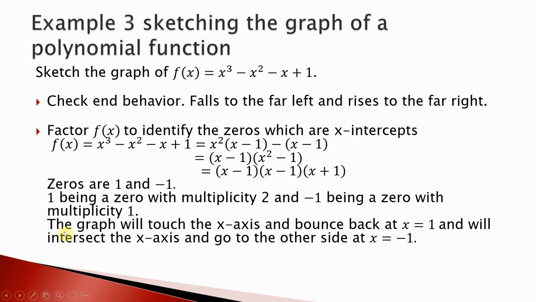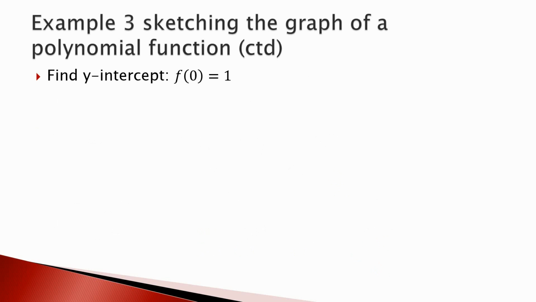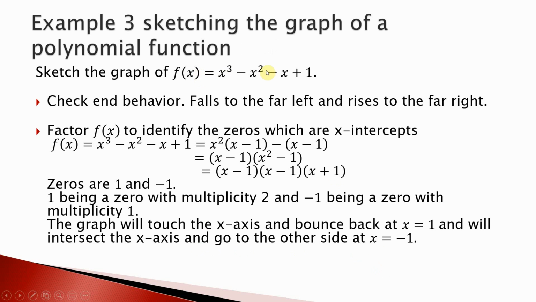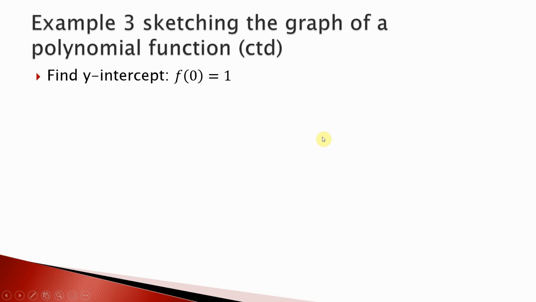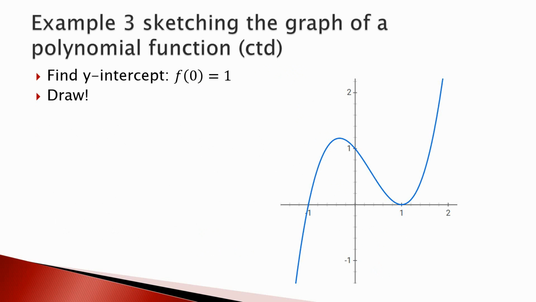Okay, so the graph will touch the x-axis and bounce back at x equals 1, and will intersect the x-axis and go to the other side at x equals negative 1. Now these are x-intercepts, and we have to find the y-intercept as well. So the y-intercept, as in the previous quadratic functions, is f of 0. If you plug in 0 for x, you get the y-intercept, which will be just 1. Okay, and then draw.